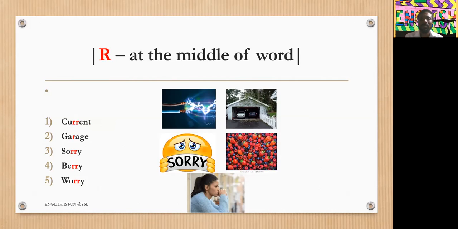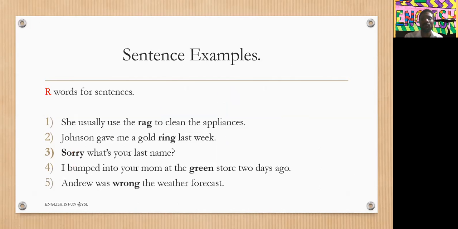The next one is berry. See, we are sounding the R sound in there. Okay, so we have berry as this, and of course we have worry. I hope you can get the meaning of that, taking a look at this picture here. That being said, we are going to move to sentence examples, just to see how these words can be used in sentences.